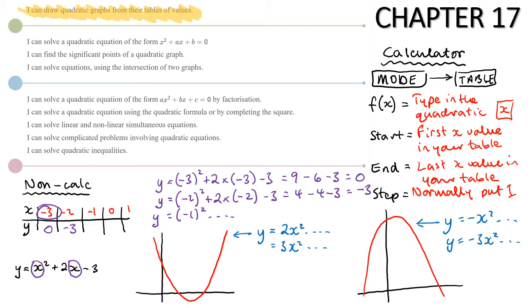Now you just need to realize that when your calculator does the table, it's going to be like a downwards table rather than a sideways table. So you're going to have something like this on your calculator.